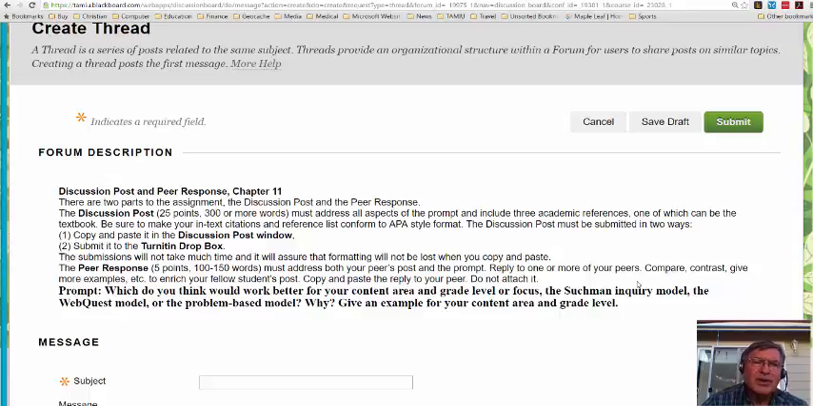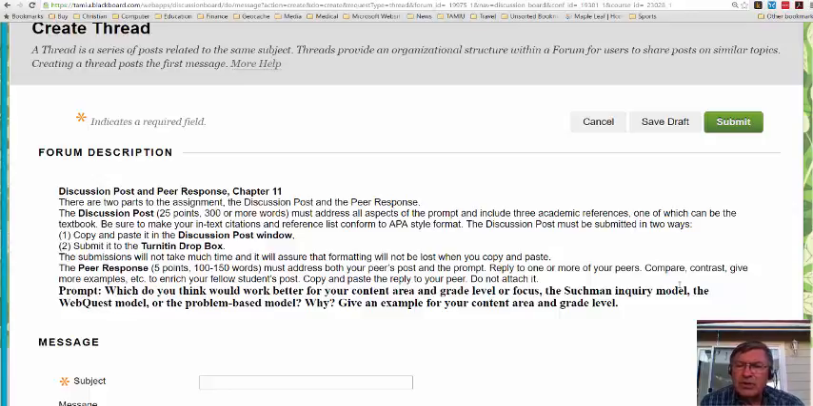Well, we're near Sacramento. Okay, for chapter 11, the prompt is: which do you think would work better for your content area and grade level of focus? The Suchman inquiry model, the WebQuest model, or the problem-based model. Why? Give an example for your content area and grade level.